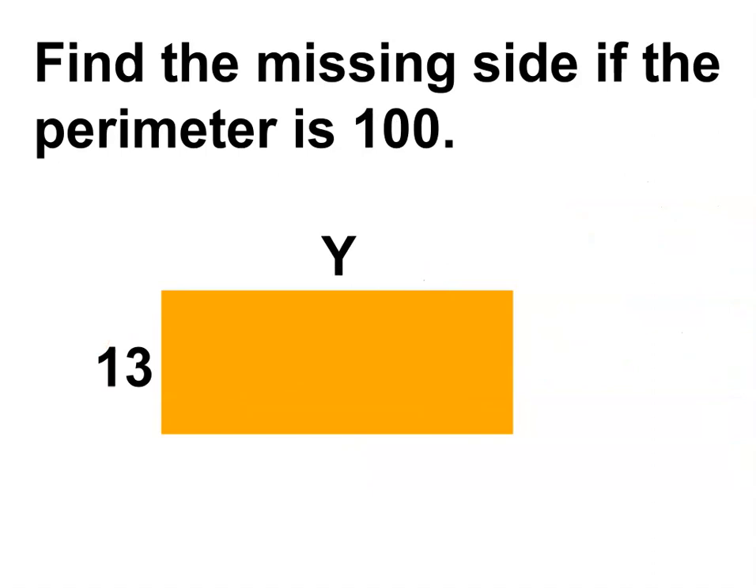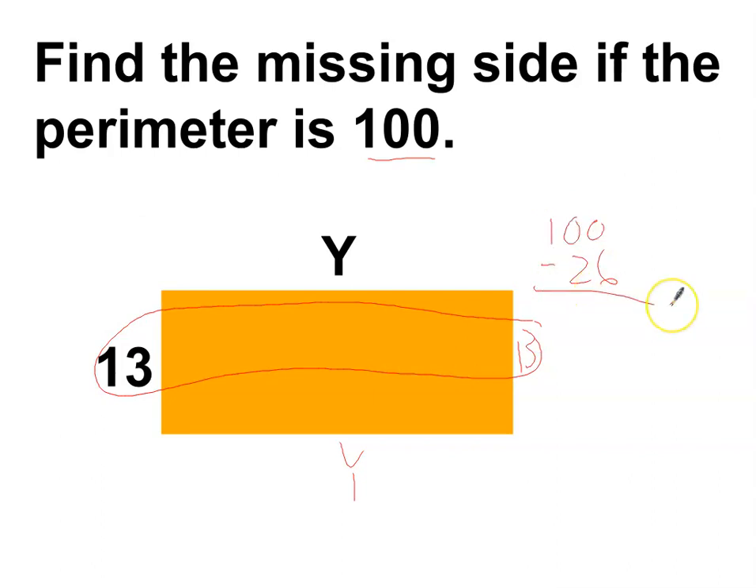Whoa, 100 for the whole perimeter. The side's Y, the side's 13. 13 plus 13 is 26. I can do that one in my head without regrouping. Taking the 26 away from the 100 I started with. 0 minus 6 I can't do. This looks like a good strategy would be chunk in the trunk. So I borrow 1 from the 10. He goes to 9. The 0 goes to 10. 10 minus 6, 4. 9 minus 2, 7.